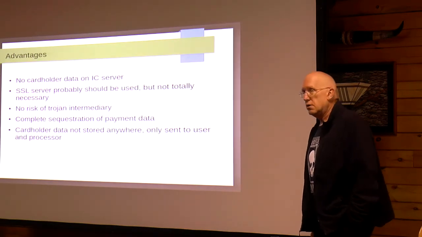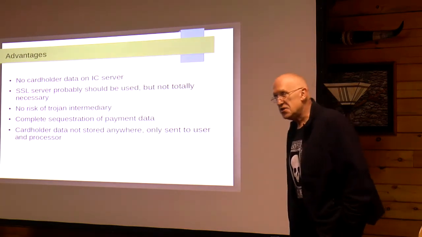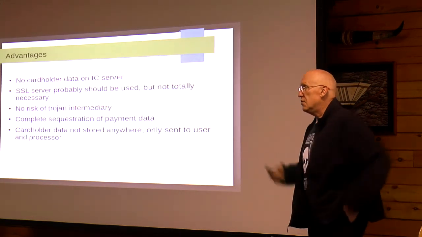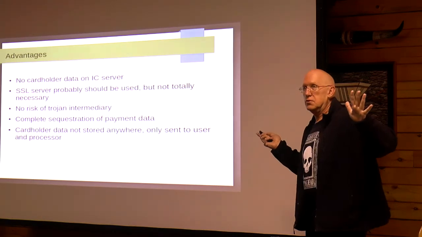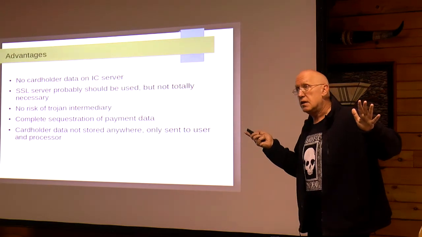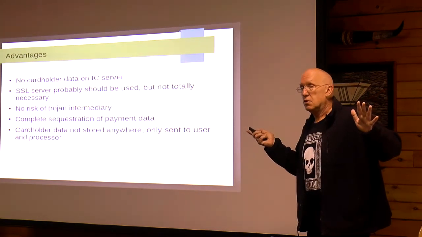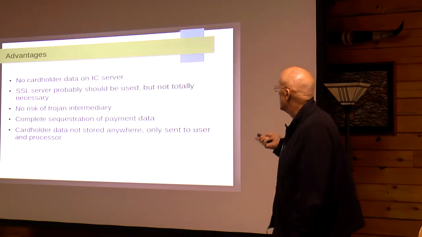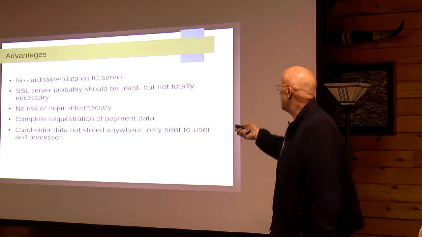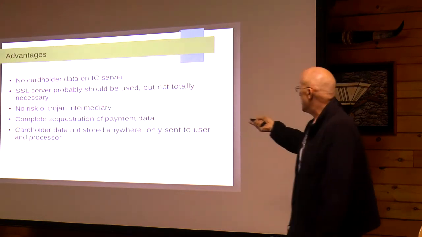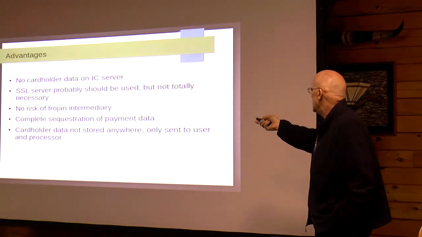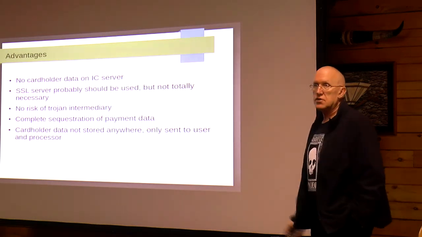If you run Tripwire and you never do any live edits and you do everything by development and you never do any of that stuff that you're not supposed to do, you might be able to really detect Trojan intermediaries. But even then, it's very, very difficult to detect a Trojan intermediary. And here you've eliminated all risk of that. You have complete sequestration of payment data. It's not on your system at all, and it's only sent to the user and the processor.